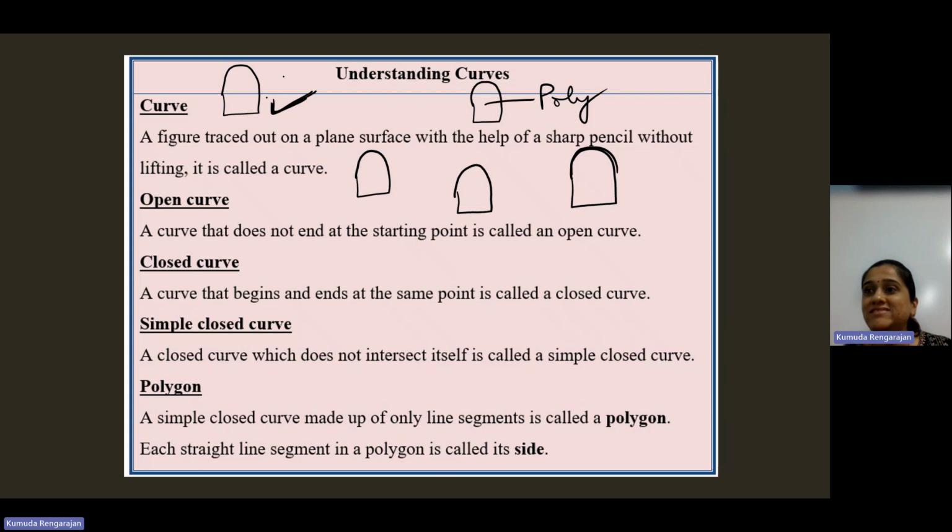Now, is it made up of line segments? No, it's not completely made up of line segments. So it's not a polygon. Because what's a polygon? A polygon is a simple closed curve made up of only line segments. And every straight line segment in that polygon is called its side.